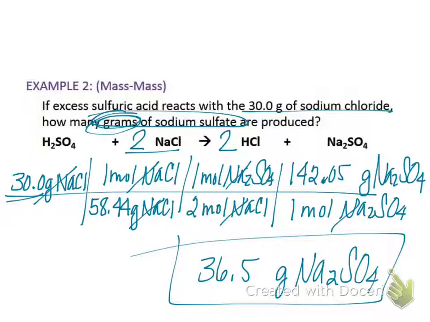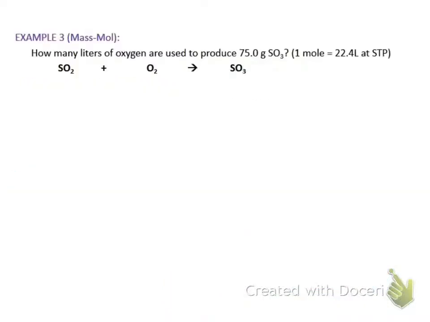Okay. The next example uses volume, so I want to work that so you can see how to work volume. All right, so this one says how many liters of oxygen are used to produce 75 grams of SO3? So what is my first step? Balance. How do I balance this? Put a 2 here. Yeah. So now I should be balanced.